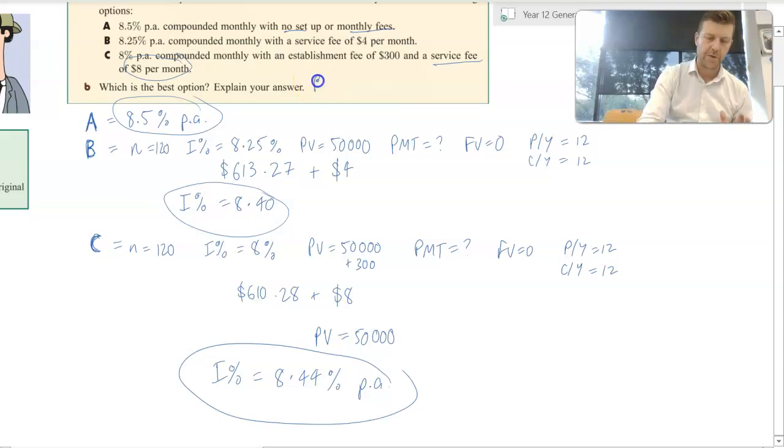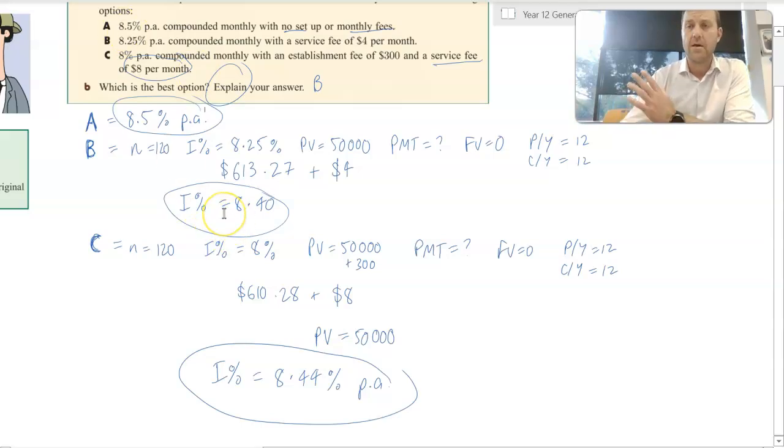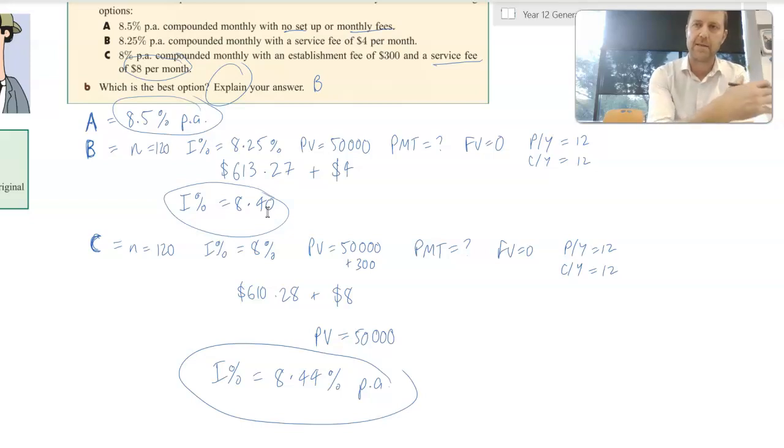So what is the best option? Option B is the best option. It says here to explain your answer. So if this has been in a test, don't just say it has a lower comparison rate. What does that mean in terms of the situation? Yeah, I have to explain. So yes, it has a lower rate, and it could be as simple as saying that the lower rate means you would be paying less interest. So just make sure you explain that to get that extra mark. So yes, Bank B is the better option because it's got a lower rate, but I'm going to go on to explain that the reason it's the best option is because I would therefore pay less interest over the life of the loan.